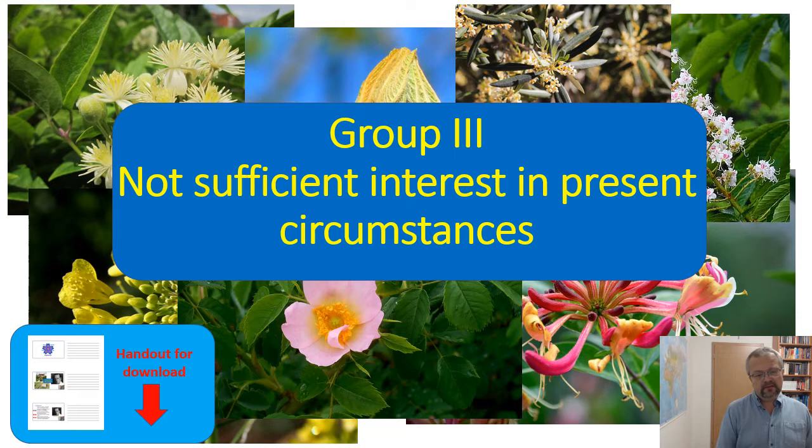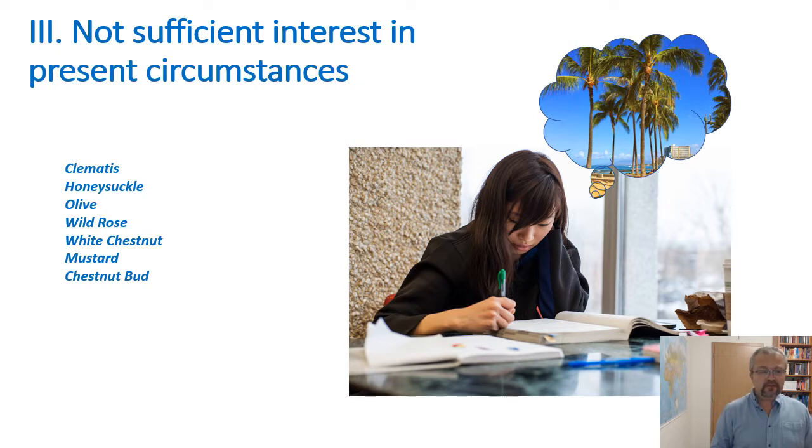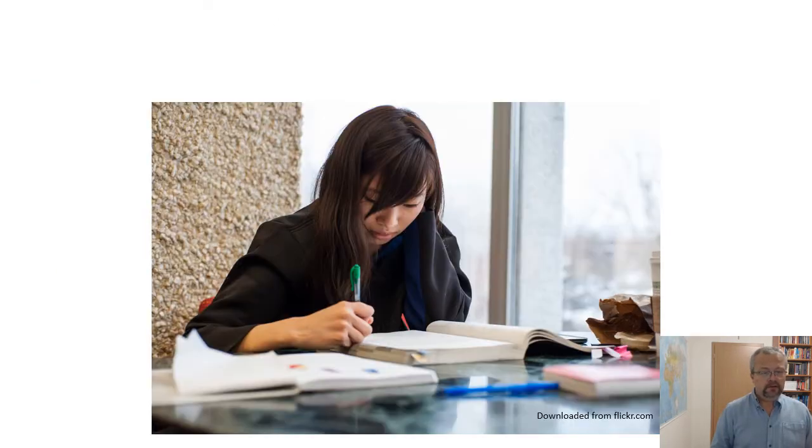Hello everybody, in this video we will speak about the third group of Bach flower essences, not sufficient interest in present circumstances. This group includes 7 remedies: Clematis, Honeysuckle, Olive, Wild Rose, White Chestnut, Mustard and Chestnut Bud. And all these essences deal with states that hinder us to concentrate fully on our present problem.